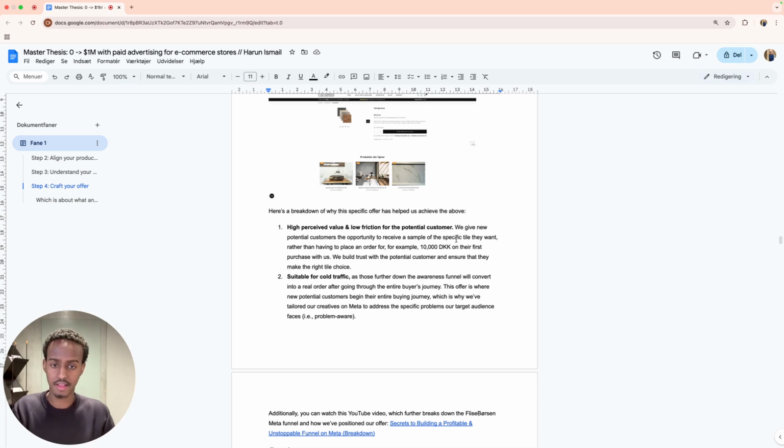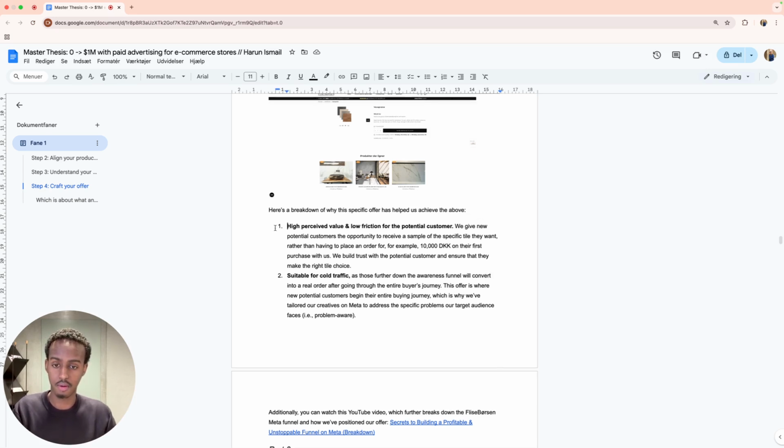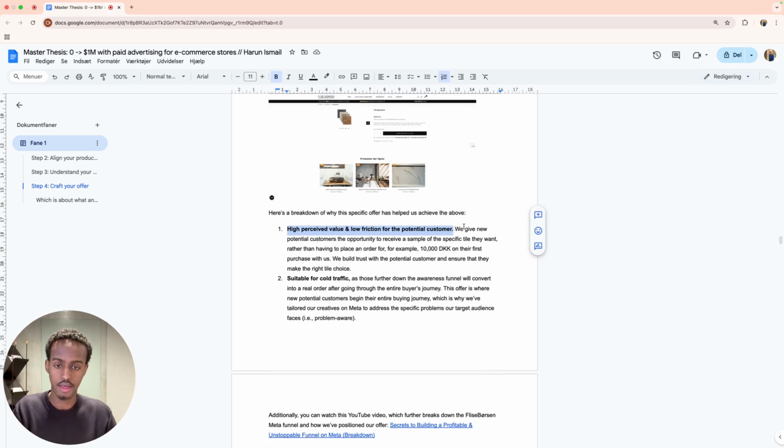Here's a breakdown of why this specific offer helped us achieve exactly that. First and foremost, high perceived value and low friction for the potential customer. We give new potential customers the opportunity to receive a sample instead of having to place an order, for example, of 10,000 Danish kroner on the first purchase with us, where we essentially also use this specific offer to build trust and ensure they make the right tile choice.